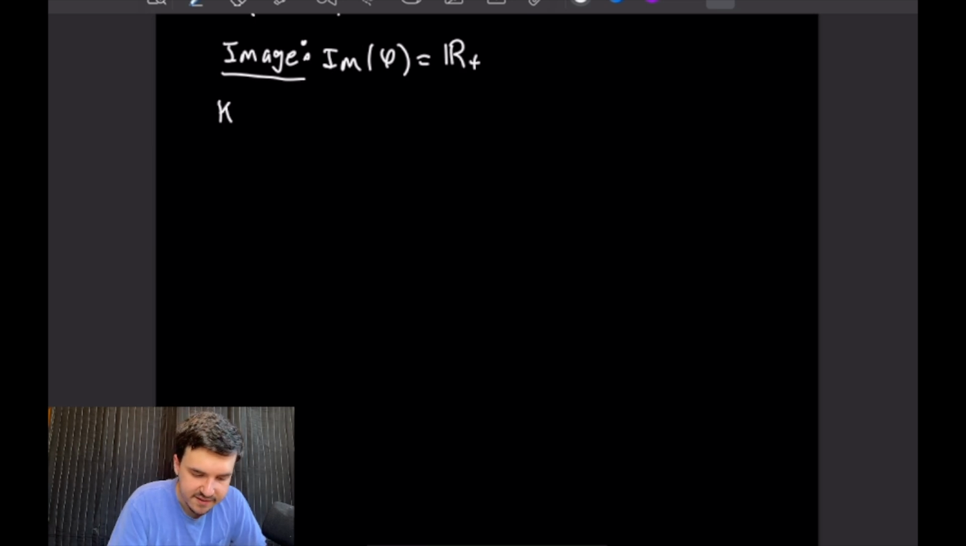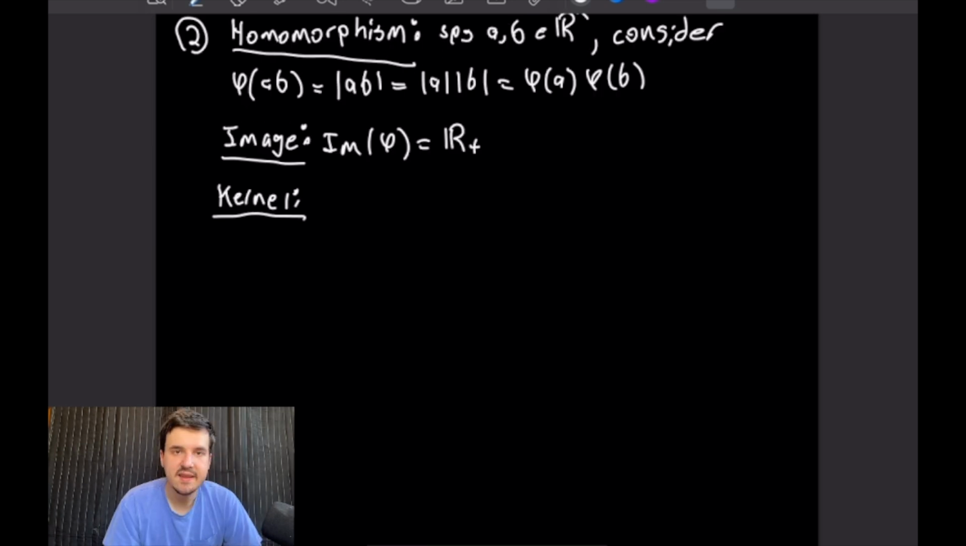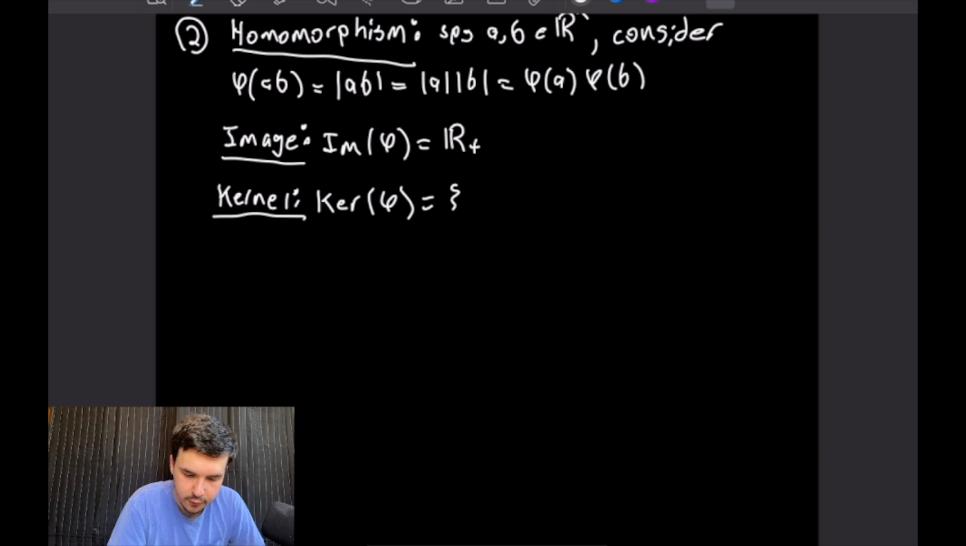Now all we have to do is look at the kernel. That is to say, we want to know what elements we can feed into our function phi that will give us the identity in our codomain, which is the multiplicative group of positive real numbers. The identity in that group is equal to 1. So what can we plug into the absolute value to get 1? Well, that is 1 and -1. So the kernel of our function phi here is simply equal to the group {-1, 1}.